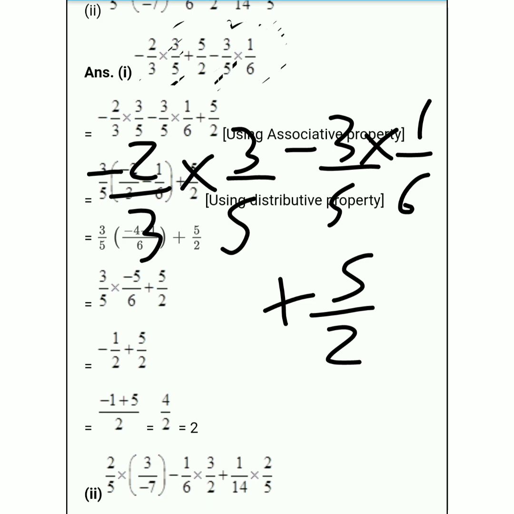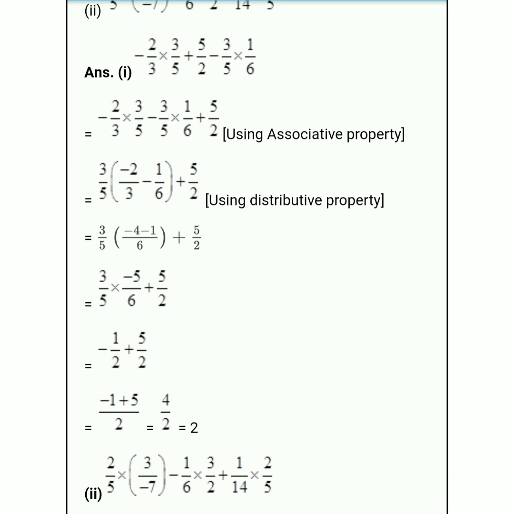So the first step is that I change the order of the terms because 3 by 5 is common in both terms. If you look back in this PDF, the reason written is using associative property. In associative property we can change the order of the terms. So using that property, I am writing first term, then third term, and then second term. That means I changed the order of the terms. Our second step is ready.